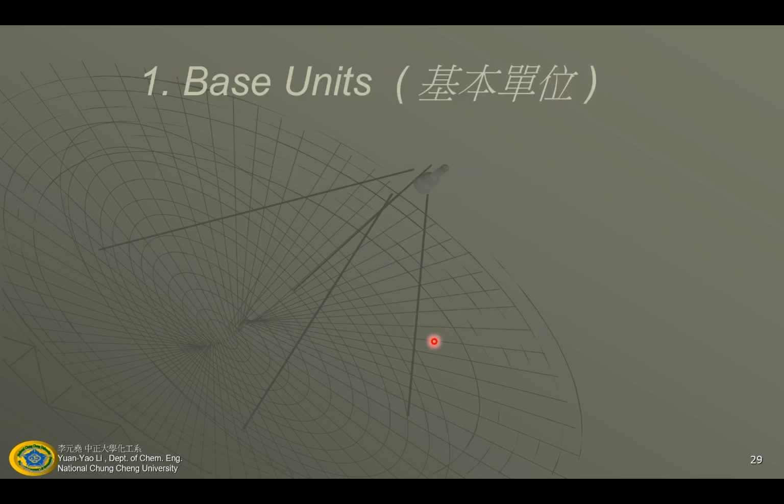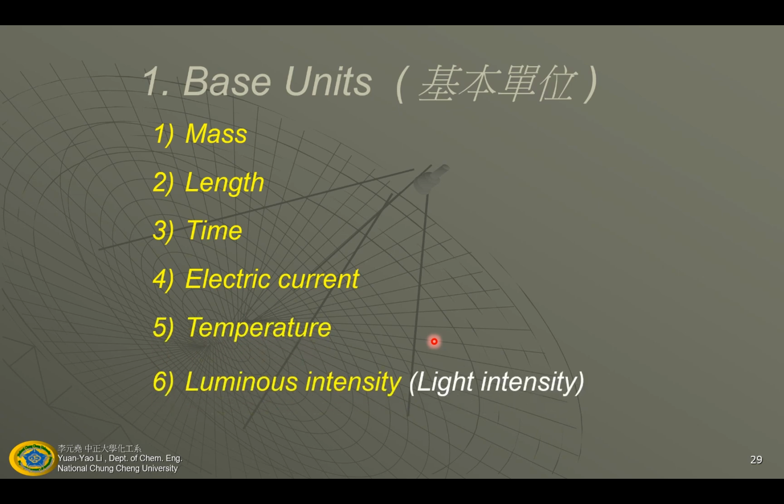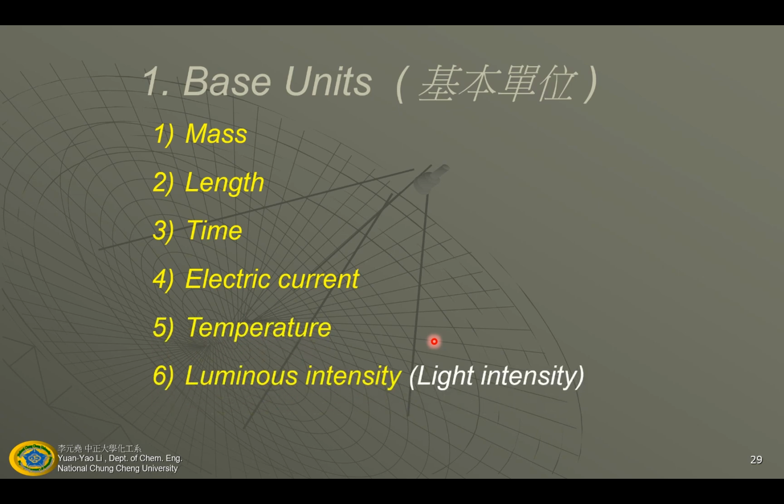What are base units? The base units are mass, length, time, electrical current, temperature, luminous intensity, and finally amount of substance, which we call mole, right? And luminous intensity means light intensity. There are only 7 base units. There is no number 8. Please remember, there is no number 8.